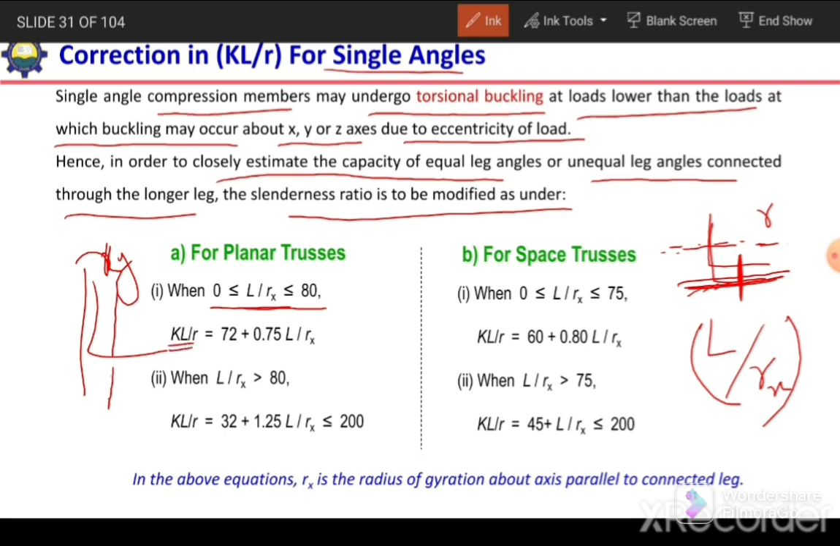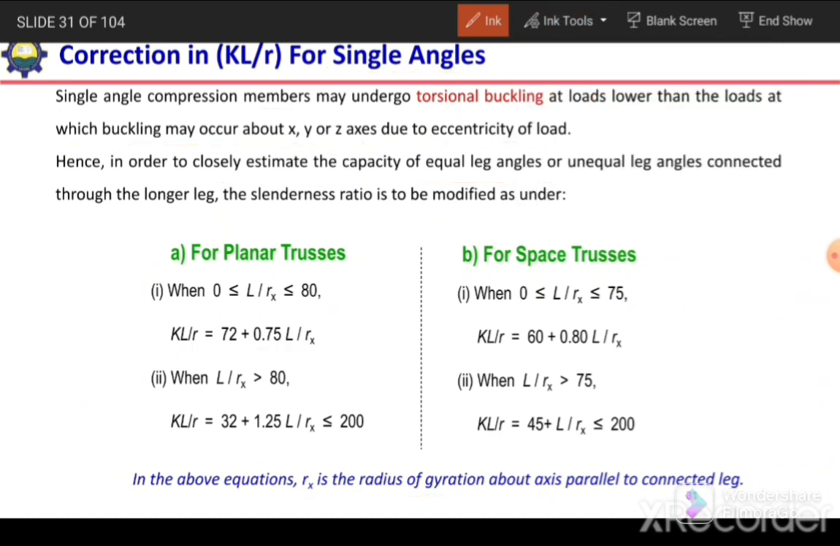corrected value of slenderness ratio by using this expression, 72 plus 0.75 L over Rx. So Rx is the radius of gyration about the axis parallel to the connected leg. Again, I can show it. If this leg is connected, we will consider this axis to calculate the R value, so it is Rx. And if this leg is connected, we need to consider this axis and it will be Ry.